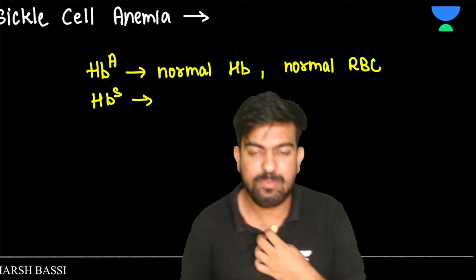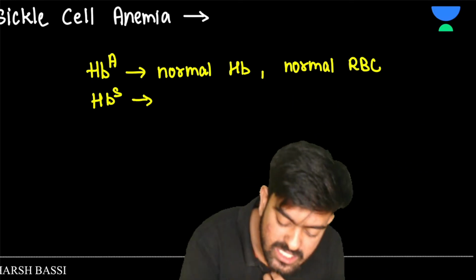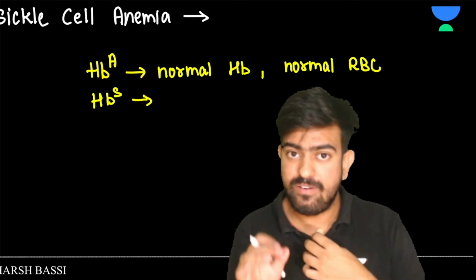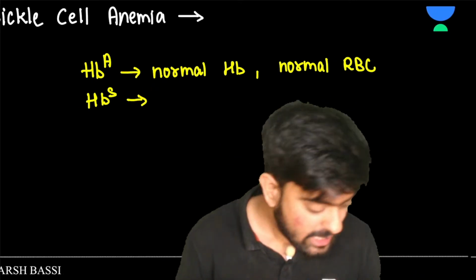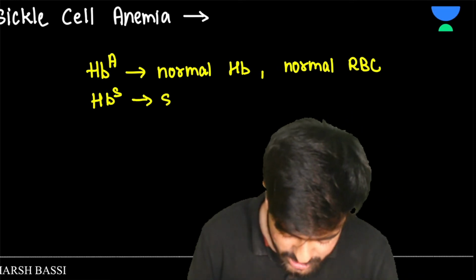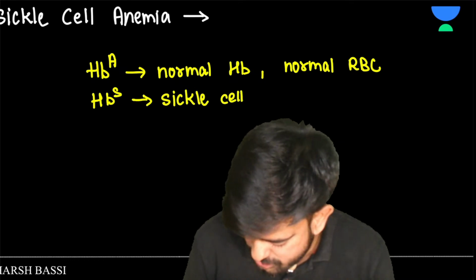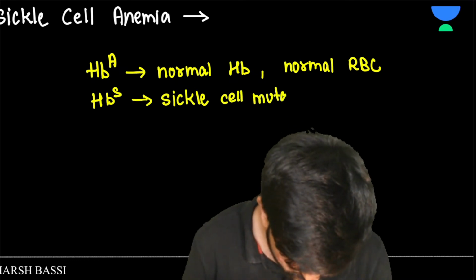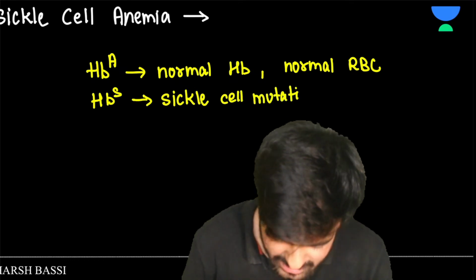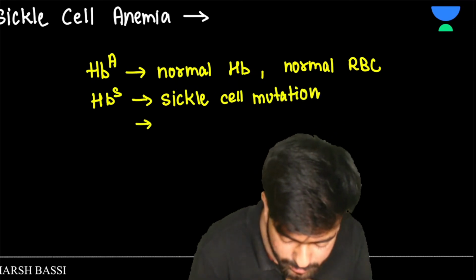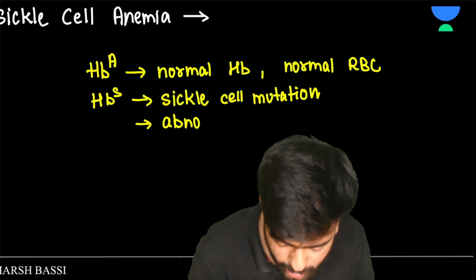Okay, so HbS is what? HbS is the allele which causes the problem. In this, sickle cell mutation has happened. Mutation has happened here. And the hemoglobin will be abnormal.